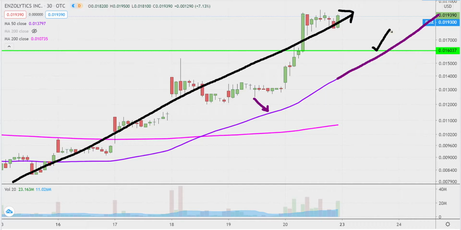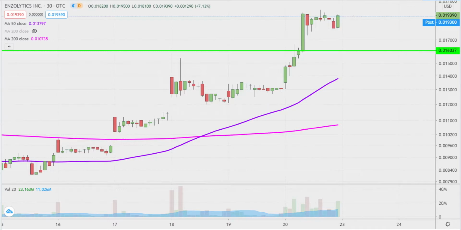Again, sure, staying above 0.016 would be fantastic, but from the grand scheme of it all, as long as the price is above that purple line, the bulls 100% own the chart. As far as areas of resistance are concerned, they just don't matter.